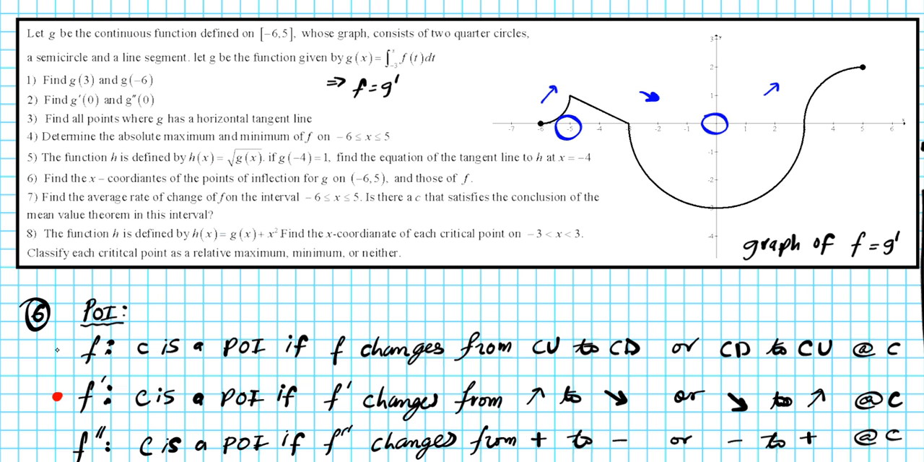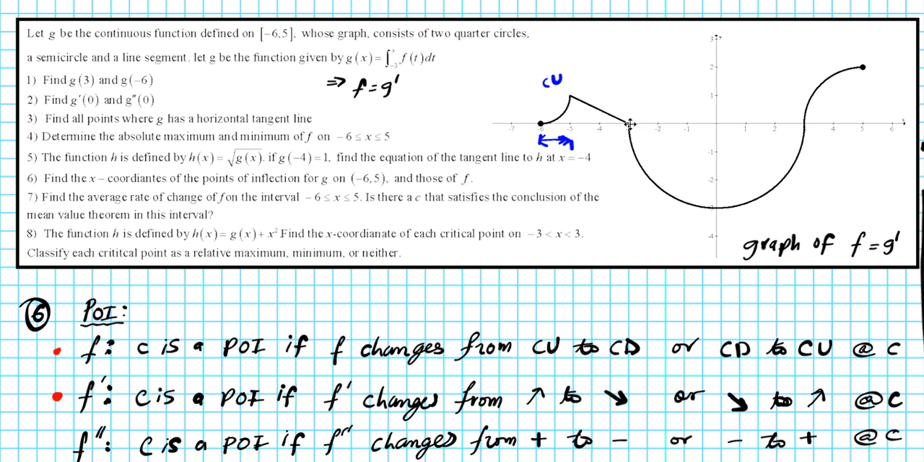When you're given the graph of the function and you're asked to find the point of inflection, all you do is look for the points where the concavity changes. So let's look at this graph right here and talk about where the concavities are for the different intervals. If you look at from -6 to -5, on that interval, the function is concave up, as you can see.